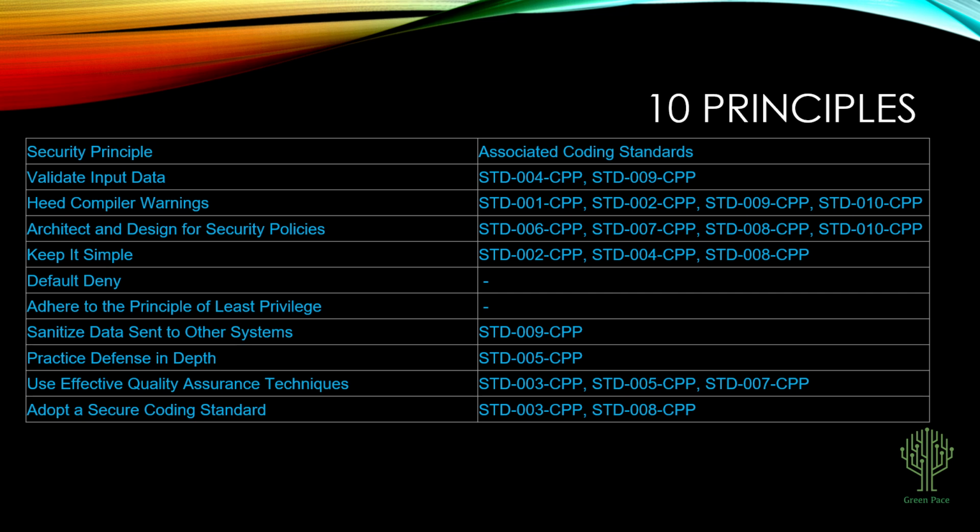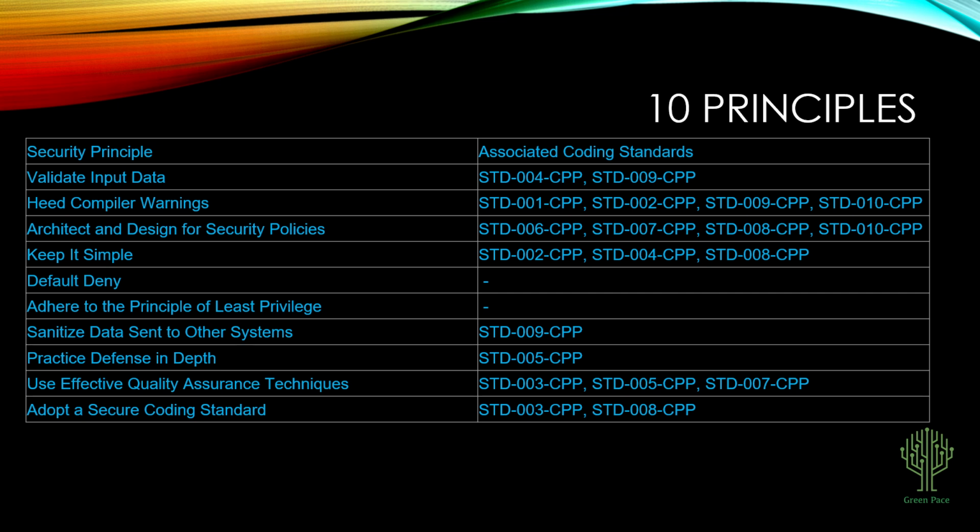Default deny. Instead of automatically granting access, it's safer to block all permissions at first and then allow only what's absolutely necessary. This ensures new users don't get more access than they need. Adhere to the principles of least privilege. Everyone should only be able to access what they actually need to do their job and nothing more, which helps keep sensitive data secure and systems protected from accidental misuse.